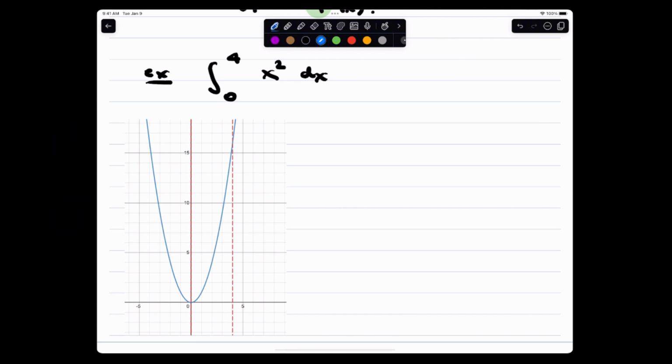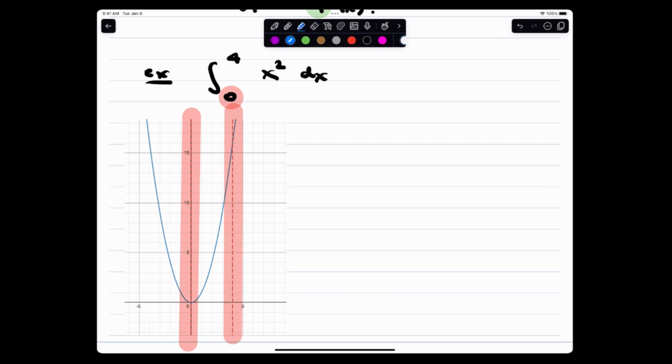So here's what I want you guys to notice. This line here for the lower limit, that's x is 0 over here. It's going to be that vertical line. And over here is going to be the line x is 4. So this is going to be the area under that curve between 0 and 4. And that's really what they're looking for.